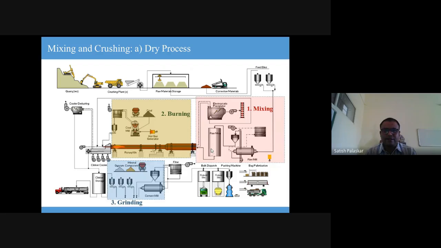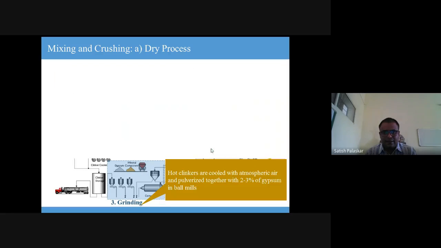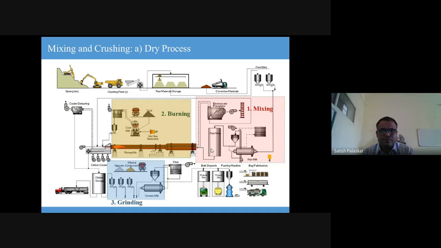After burning, it goes to grinding. Hot clinkers are cooled with atmospheric air and pulverized together with 2 to 3% of gypsum in ball mills. 2 to 3% gypsum is added over here. In the ball mills, it will be ground into a fine powder. Then it goes to the silos at the end where it is stored.